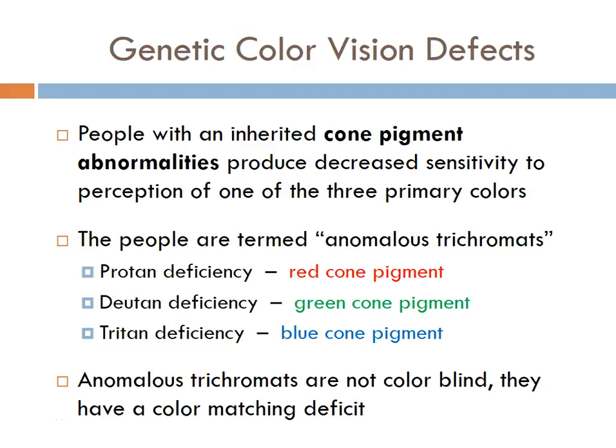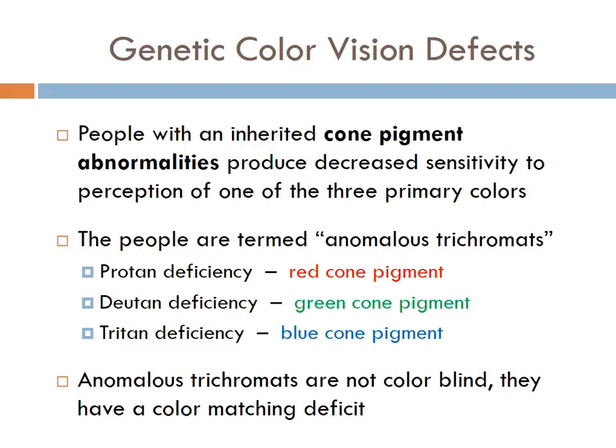So these are people with an inherited cone pigment abnormality, and that produces a decreased sensitivity to one of these three primary colors. And these people are called anomalous trichromats, whereas again those of us with normal color vision are called trichromats. And you'll see the terms that we're all familiar with: protan deficiency, indicating red cone pigment is low; deutan, the green; and tritan deficiency, the blue cone pigment is deficient. And remember that anomalous trichromats are not colorblind. They can see color, it's just different.